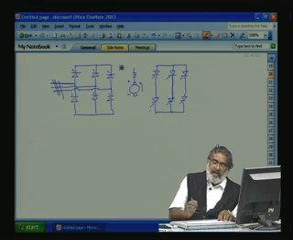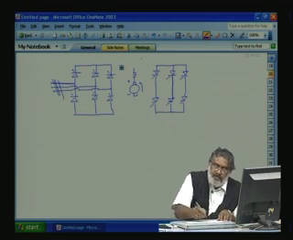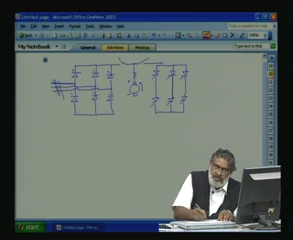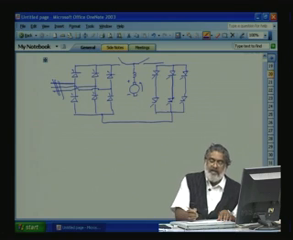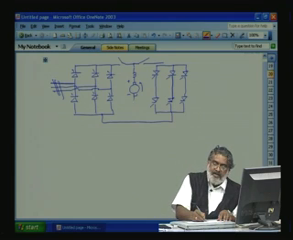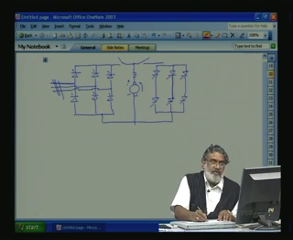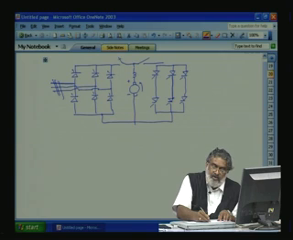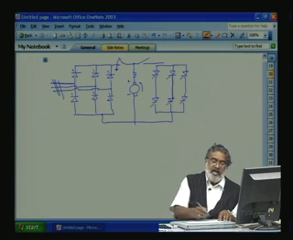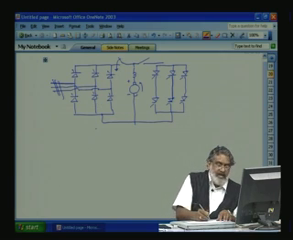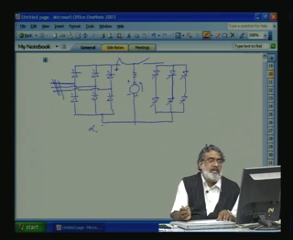Okay. Now, suppose we have a switch like this, which can be opened and closed like this. For the machine to run in this direction, if we want a positive voltage like this, we will close this one and we will give the correct firing angle alpha 1 here. So, the machine is running with a particular voltage.